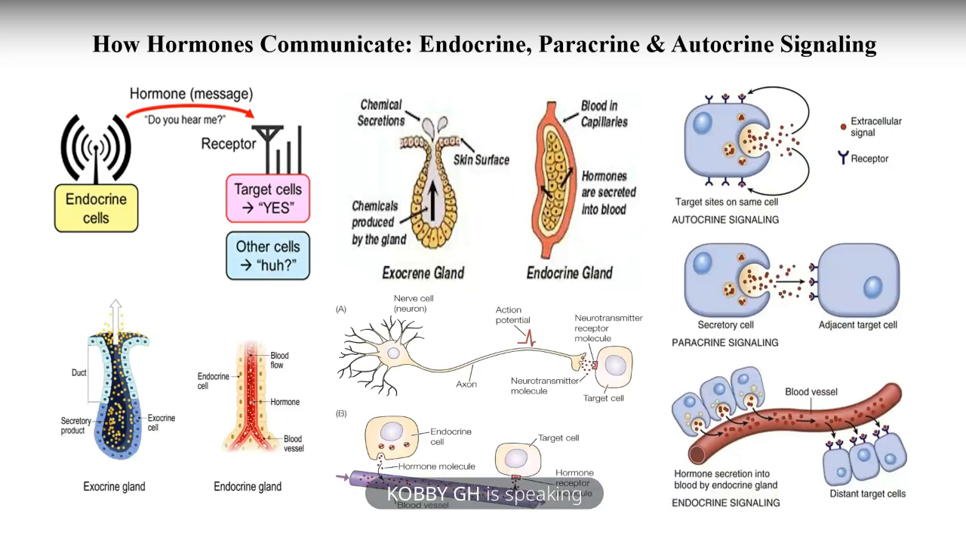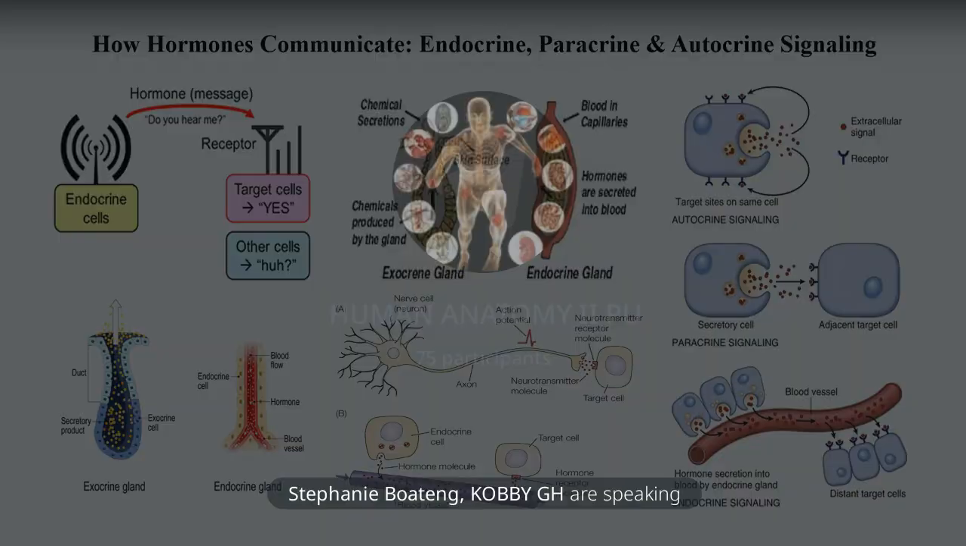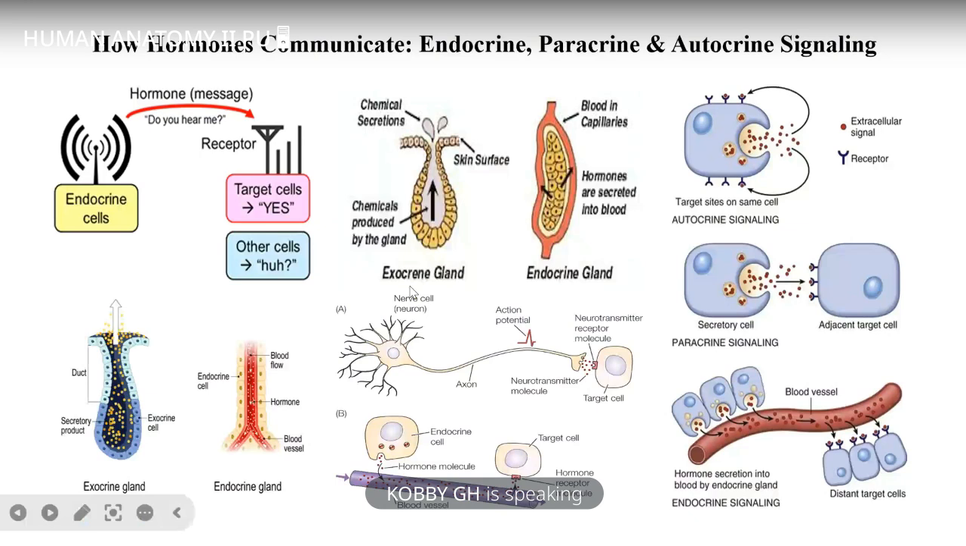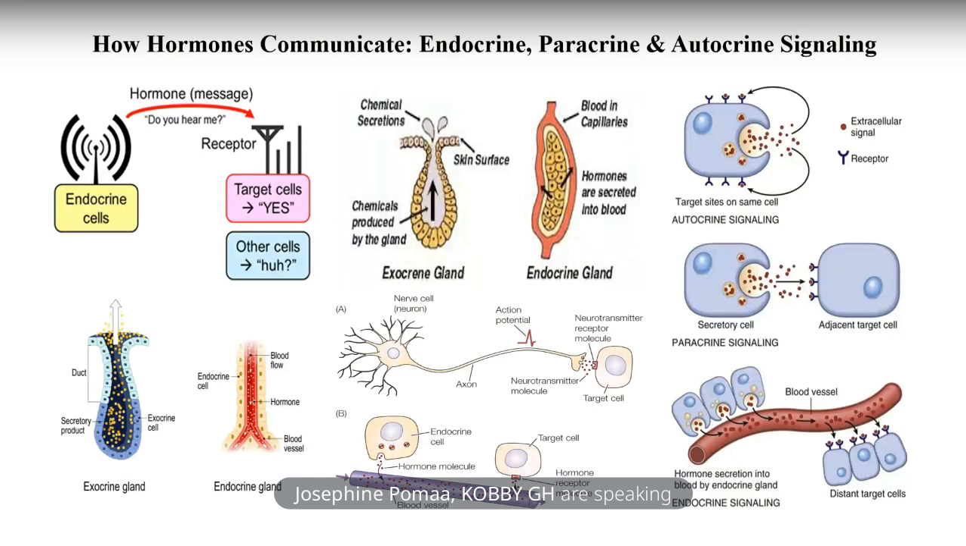Okay, that is fine. Now, Josephine, what is autocrine signaling? Autocrine signaling is when a cell produces a hormone, but the same cell has the receptors for that particular hormone produced. Okay.